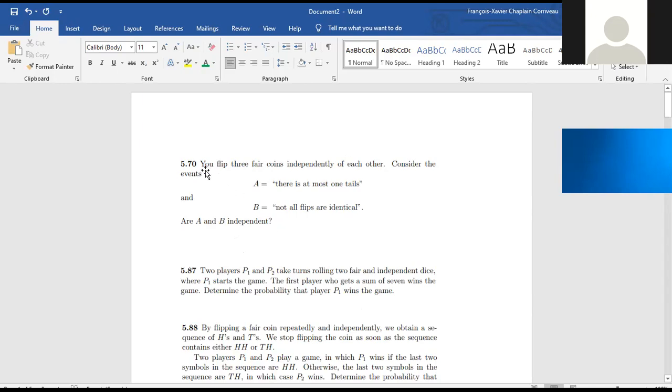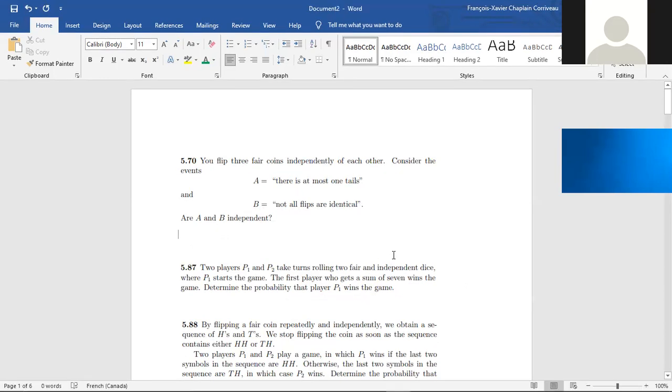Okay, so back to chapter 5, we flip a coin 3 times independently of each other. Consider the events: A, there is at most one tail, and B, not all flips are identical. So we want to check whether or not these events are independent. So pretty standard question.